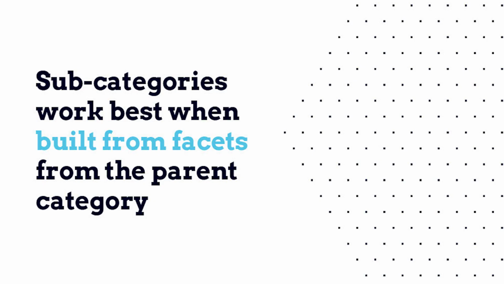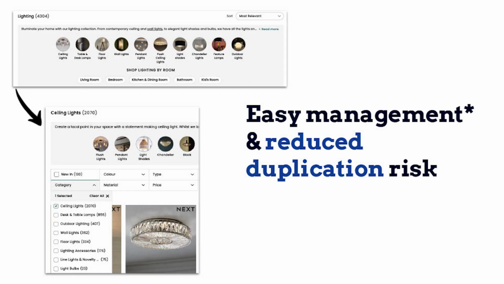So this is something that Next do. It's not unique to them. It's something that a lot of, I guess, high performers in this space would do. So like I said, subcategories do tend to work best when they're built from facets of the parent category. There's obviously rules that need to be put in place, and it's not going to be a solution for everybody, but it does provide easy management and a reduced risk of duplication. When I say it provides easy management, I mean once it's set up.